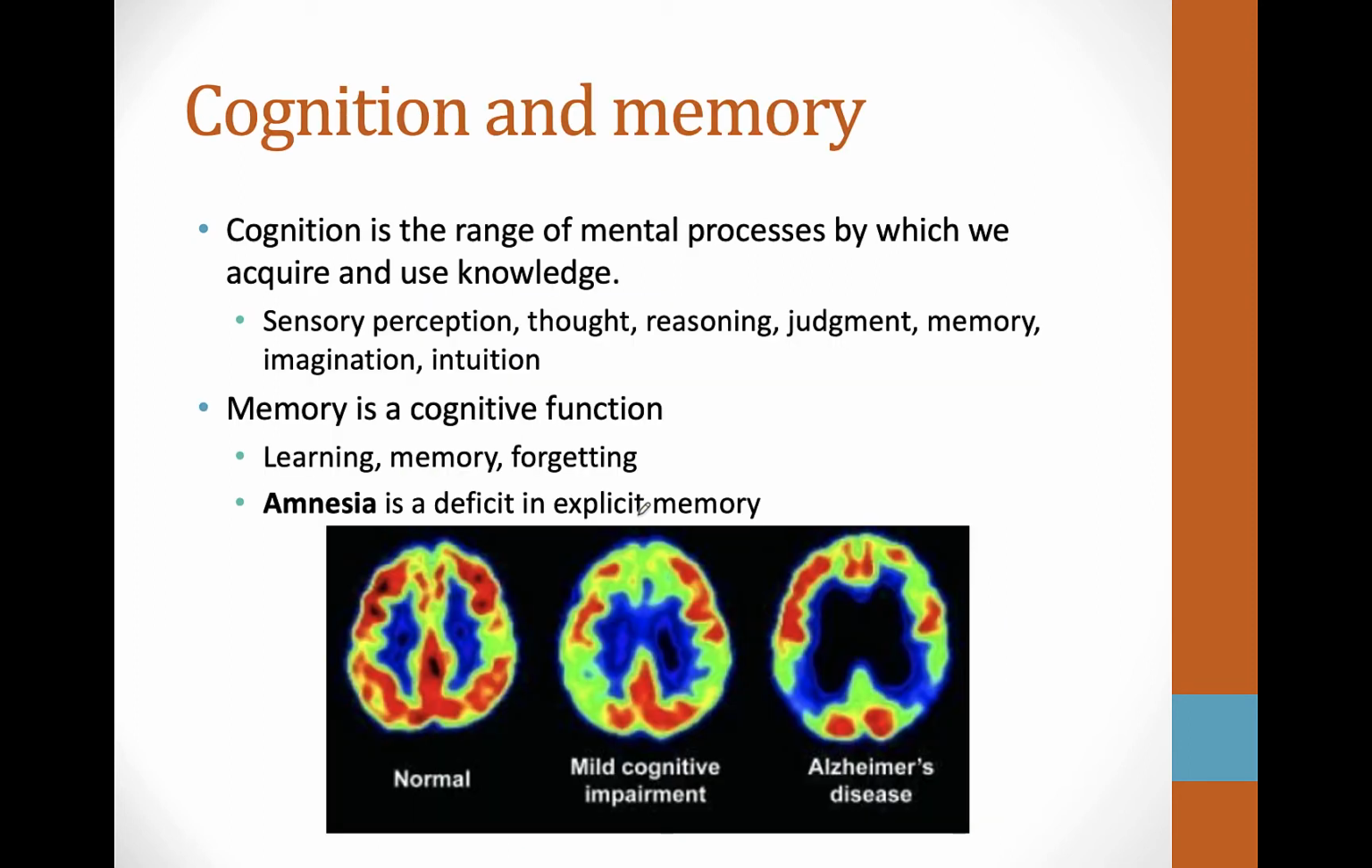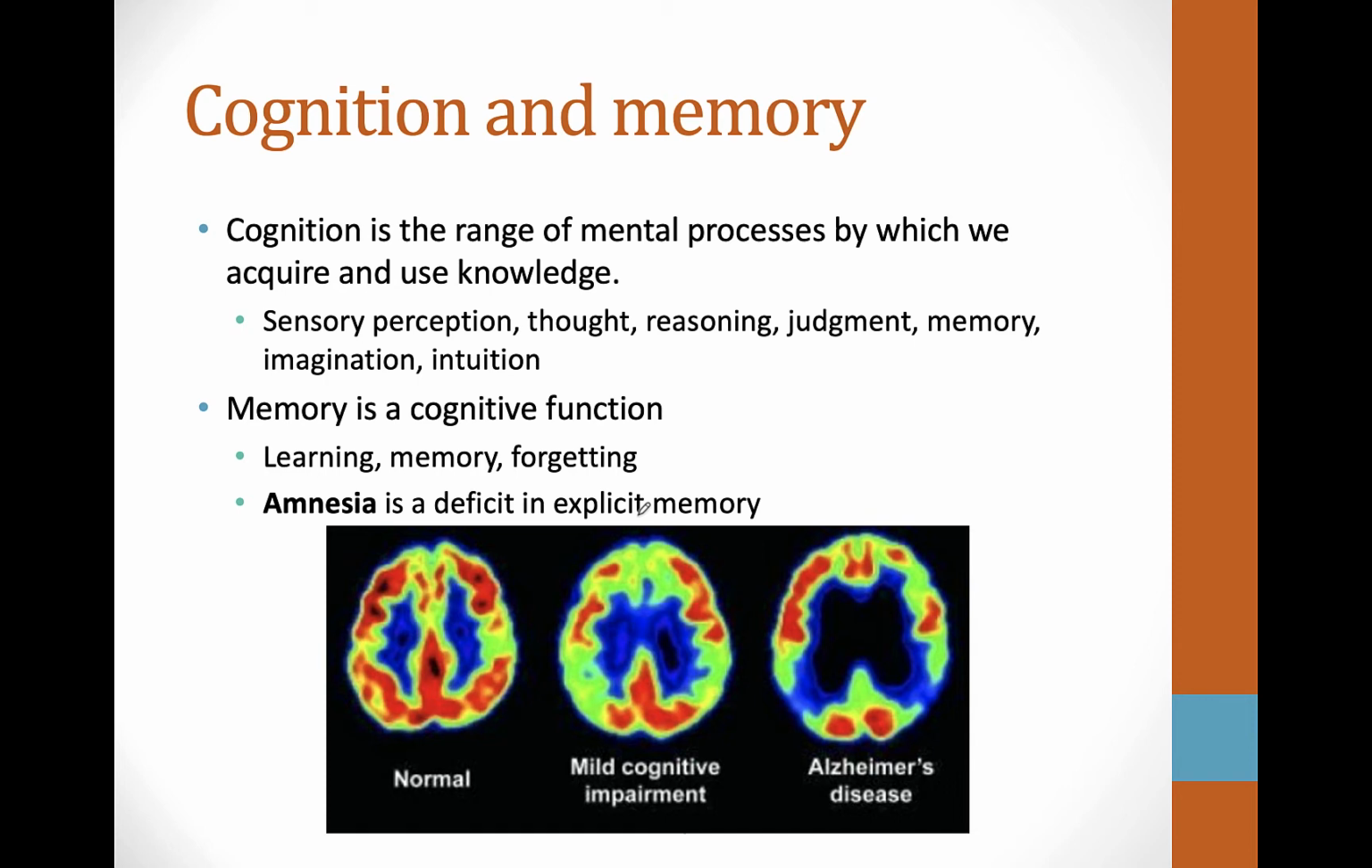Our brain has many cognitive functions. A cognition is just a mental process where we acquire and use some sort of knowledge. So sensory perception, thought, reasoning, judgment, memory, intuition, imagination. These are very difficult and not completely understood. Most cognitive functions are understood from patients who have a disorder or lesion in the part of the brain that impairs one of these cognitive functions. That's how we learn what parts of the brain contribute towards cognition.